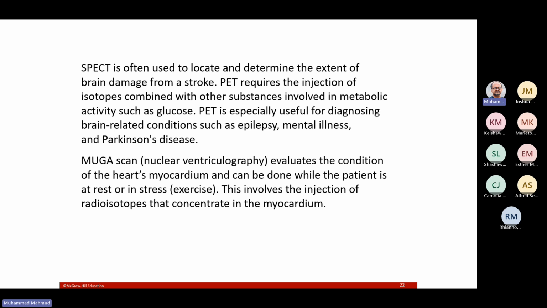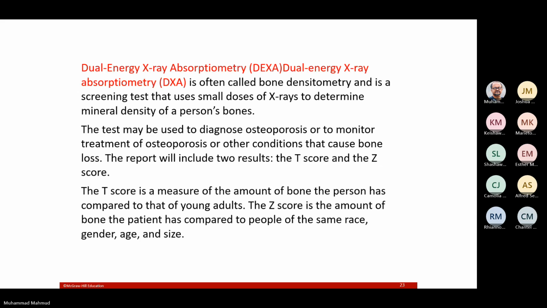To evaluate the condition of the heart's myocardium, we use the MUGA scan, another name, nuclear ventriculography. It can be done with the patient at rest or in stress while exercising. This involves the injection of a radioisotope that concentrates in the myocardium.